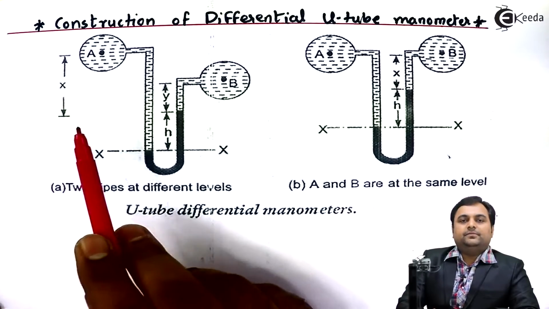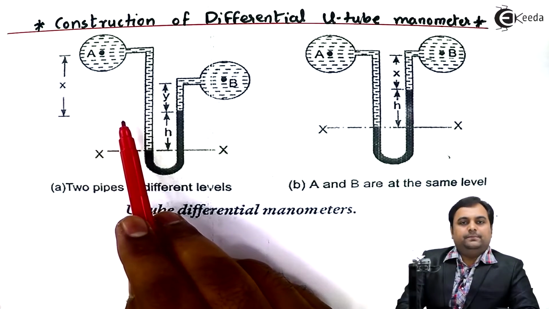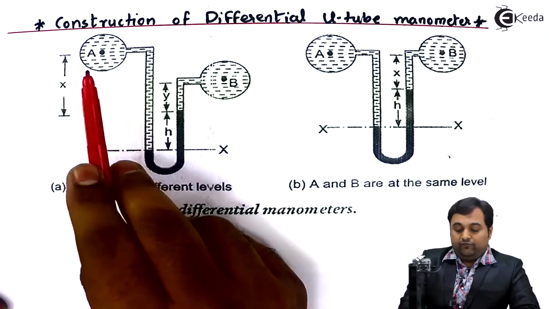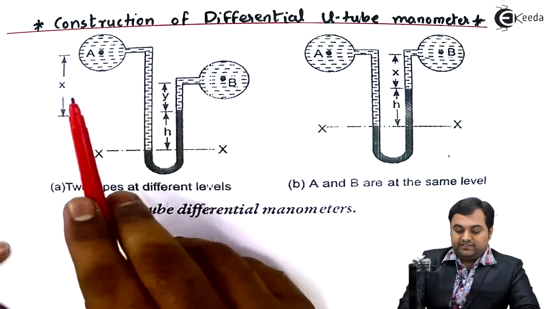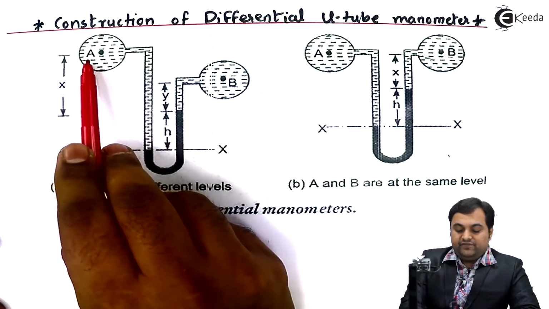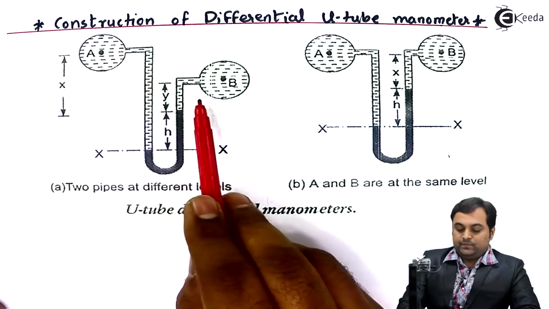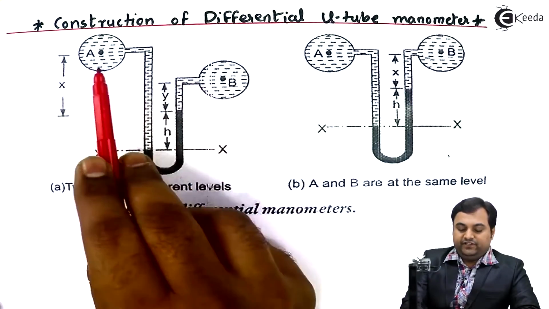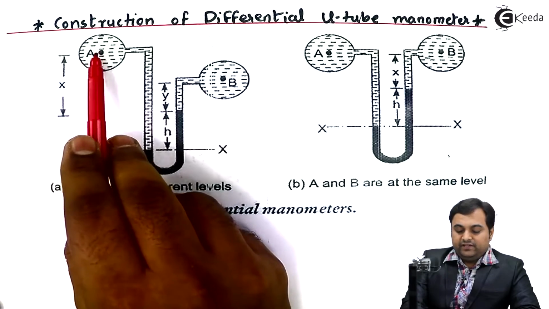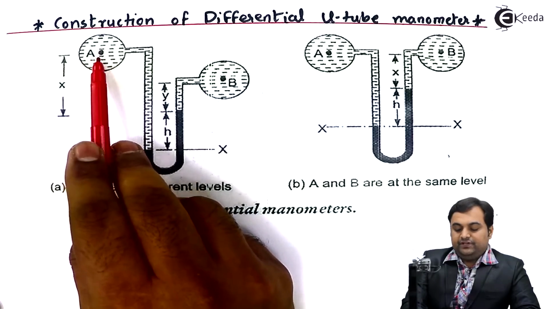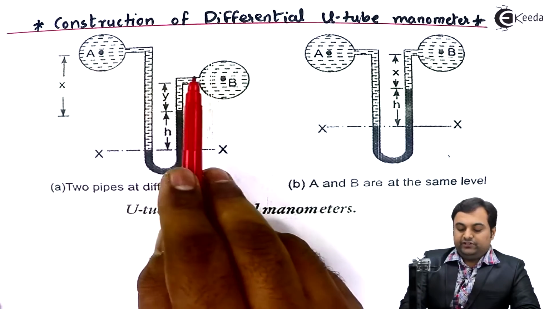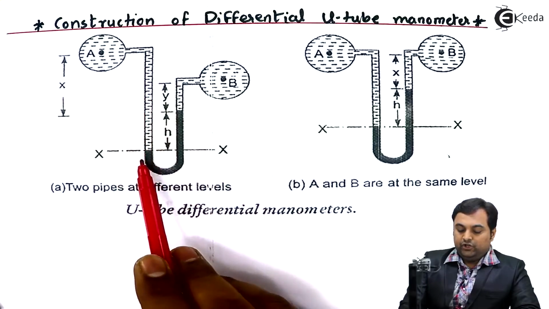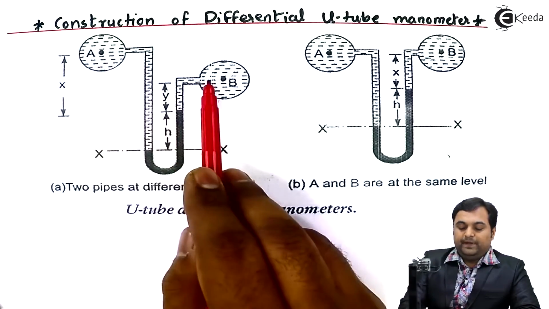Now, a differential manometer is used in a pipeline to measure the difference of pressure between fluids in two pipelines. Like we can see in the first figure, this is pipeline A and this is pipeline B. Both pipelines can contain different liquids, and when we want to measure the difference in pressure of two different liquids, we connect this differential U-tube manometer to both the pipes.